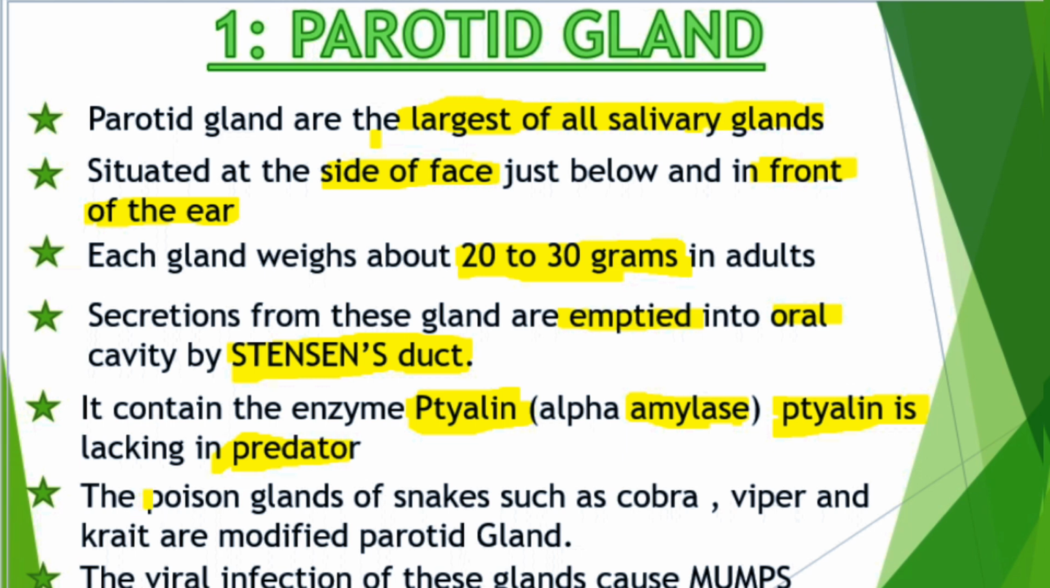The next point is the poison gland of snakes, such as the cobra snake, viper snake and krait. These are the snakes. In these snakes, the parotid glands are modified and form the poisonous gland of the snake. Sometimes viral infection of the parotid gland occurs. The viral infection of this parotid gland is called mumps. So this is a viral disease associated with the parotid gland.